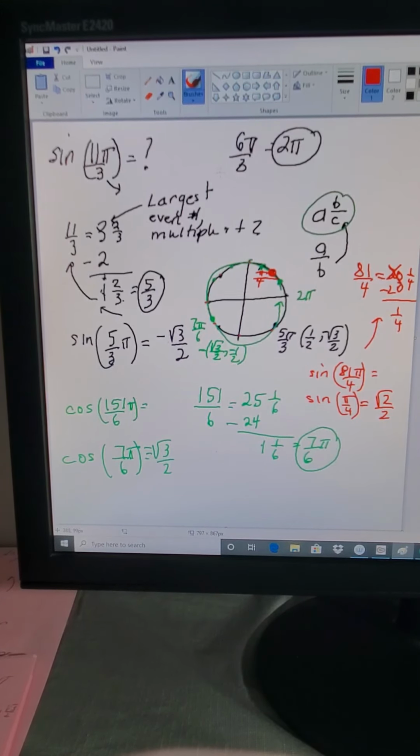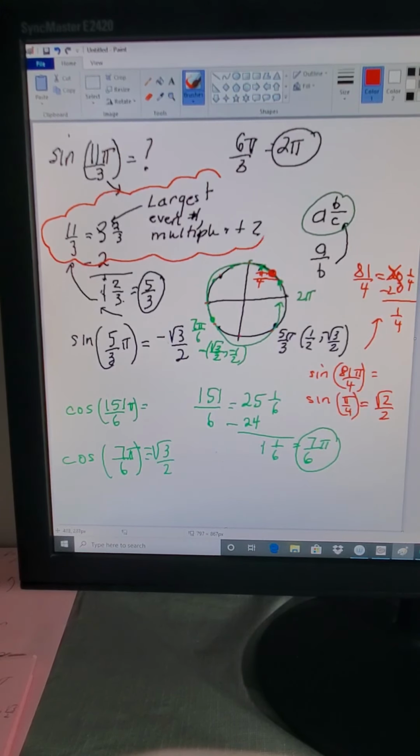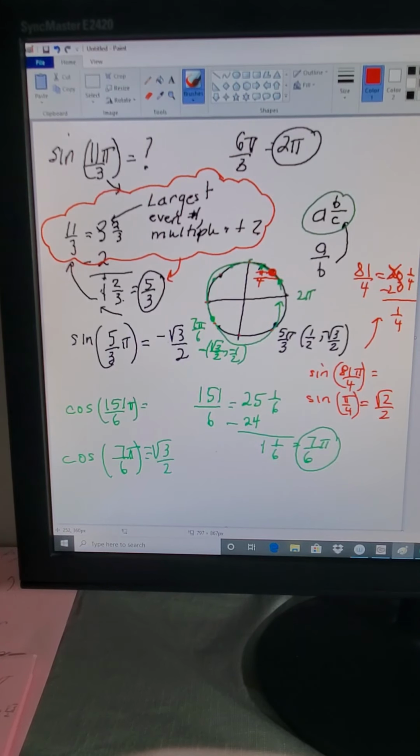So this is basically the key to use your calculator to your advantage: mixed fraction, improper fraction. Remove the largest multiple of 2, and whatever that is goes back to an improper fraction. And remember, you can always email me, but this is basically how to deal with angles that are greater than a full turn.